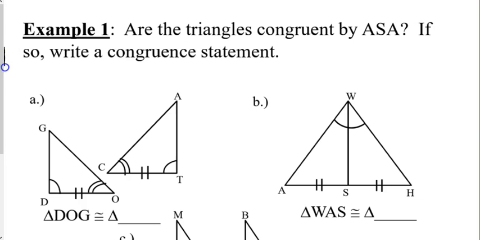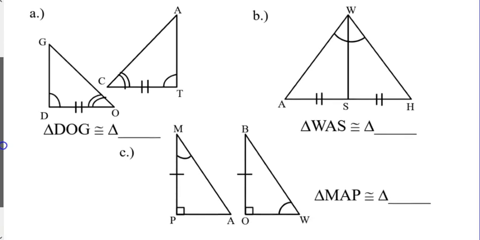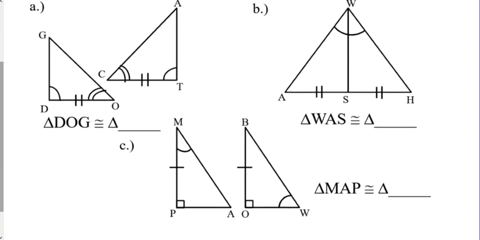So example 1, does ASA work on these? All right, well, we have a 1, we have a 1. We have a 2, we have a 2. And then we have a side marked congruent here and here. So if we just go by and say we have an angle here, we have a side, we have an angle, side, angle, then yes, we can do it.